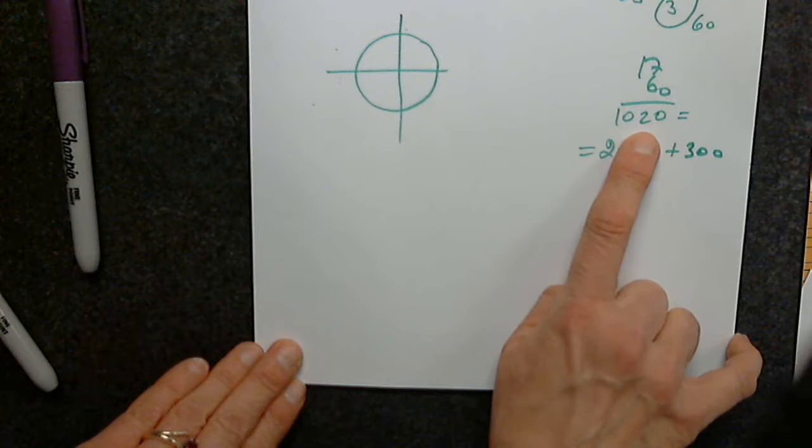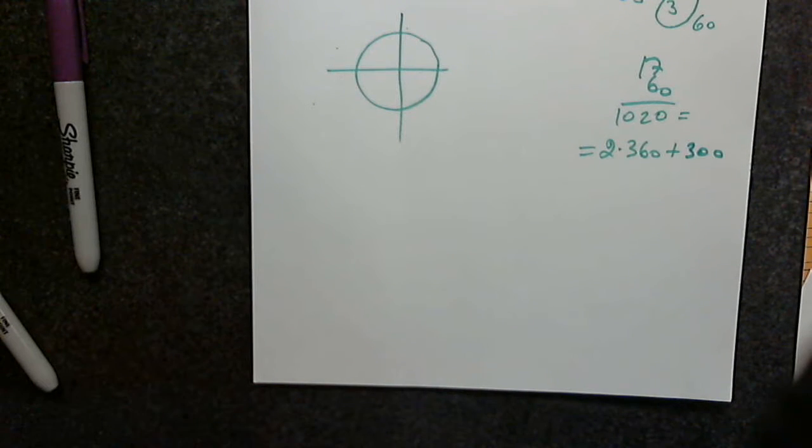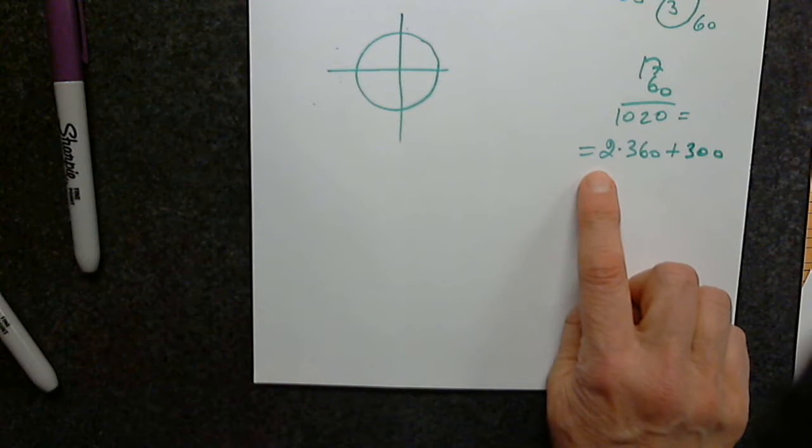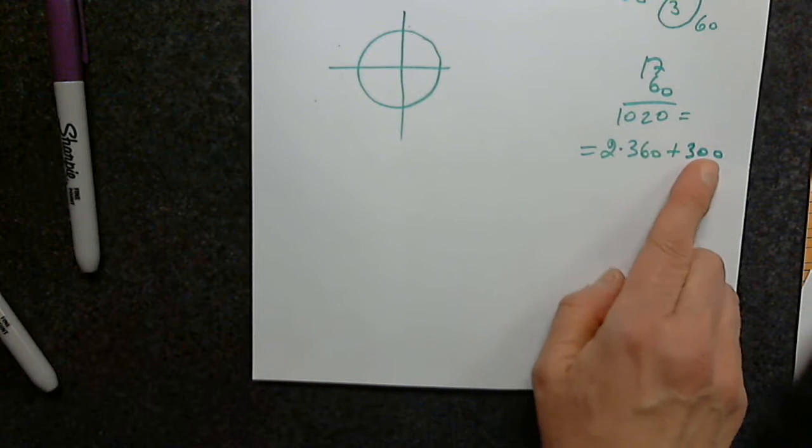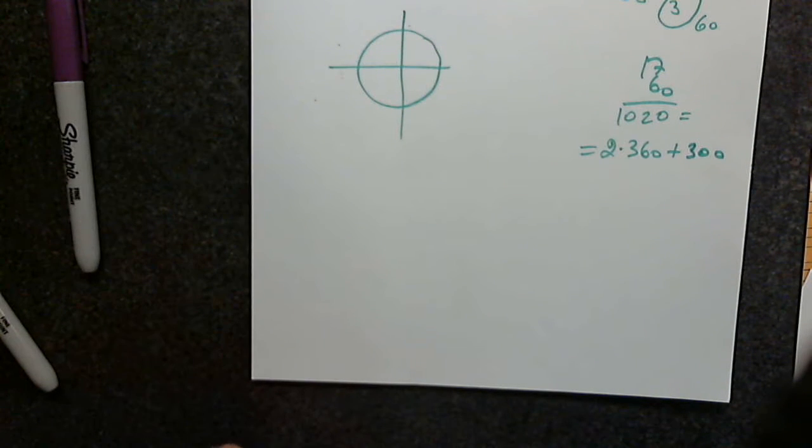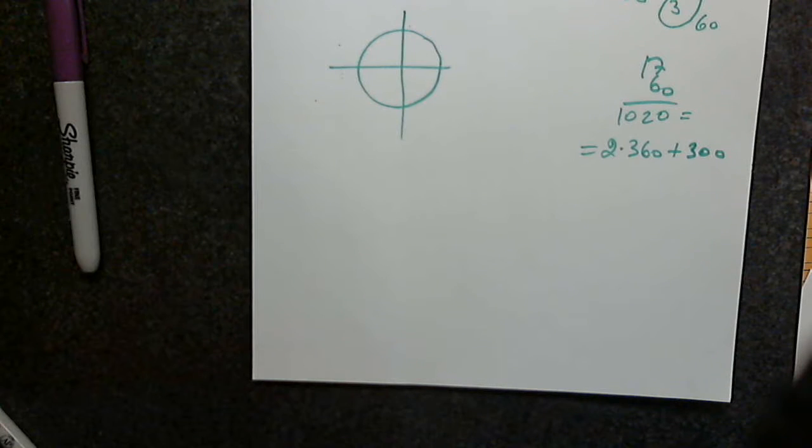Okay. And then I said, okay, how many complete rotations are in here? Well, there are 2 complete rotations. That's 720. Plus 300 is 1020. Correct? Mhm. So, how would I do it? I'm sorry?